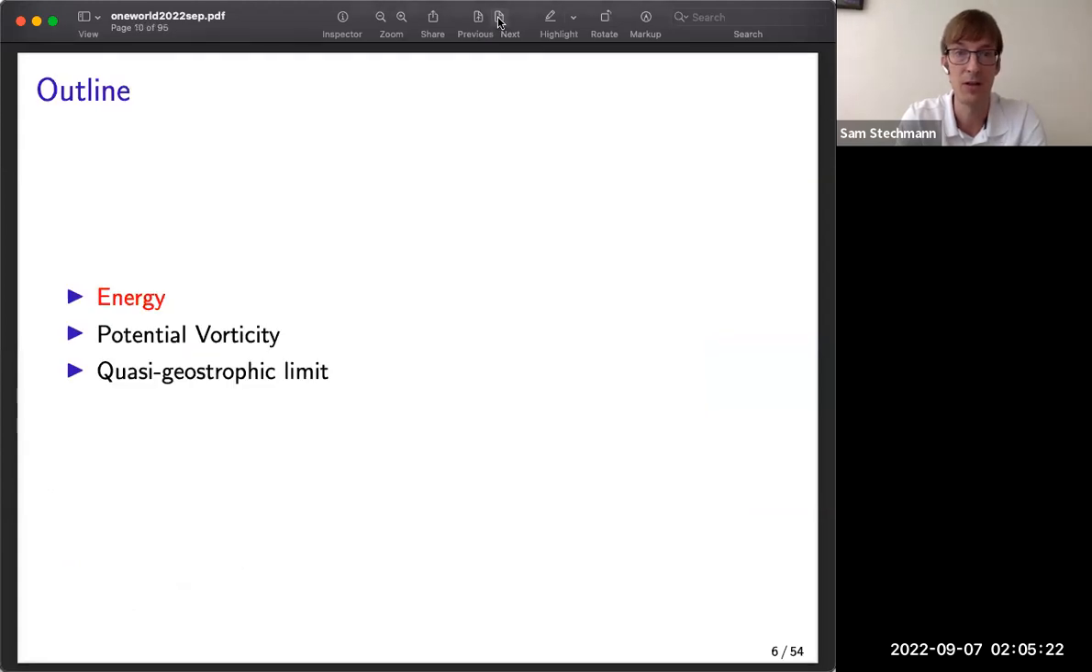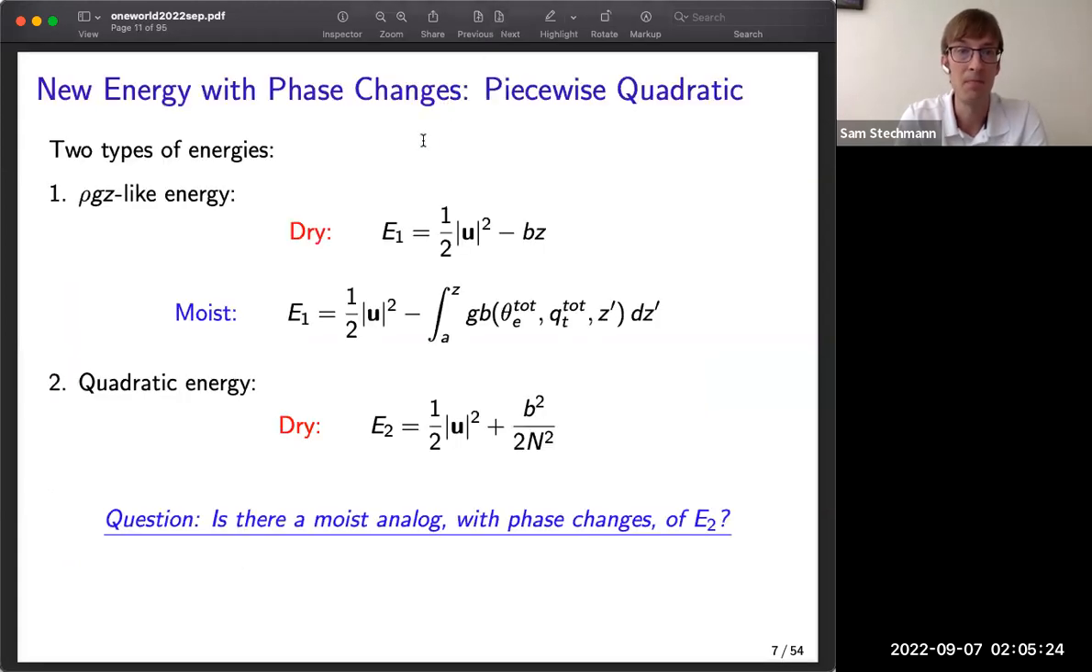Okay, so first off, energy. What we have for energy is a new version of the energy with phase changes, with clouds. And it has a really cool form. It's piecewise. Well, I guess I'm giving that away right away. It's going to be piecewise quadratic. So there are two ways of writing the energy that are both pretty useful.